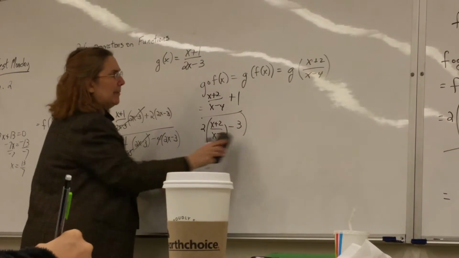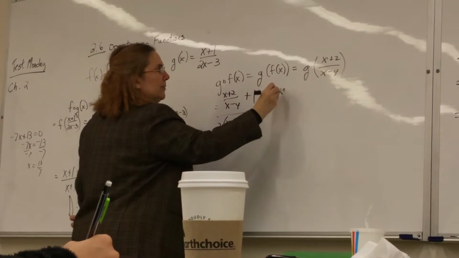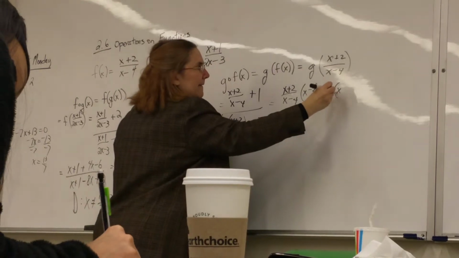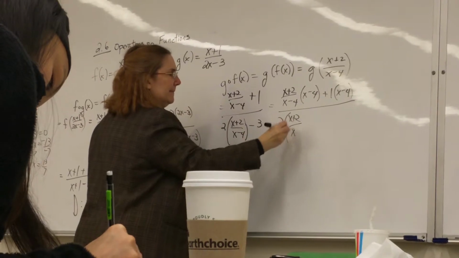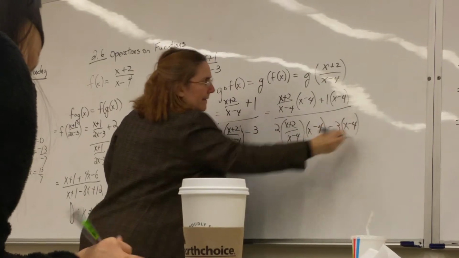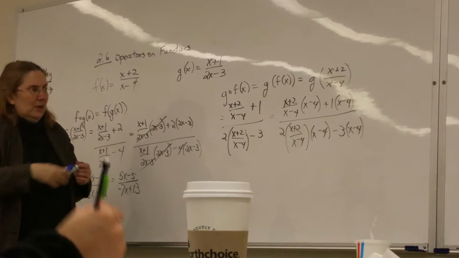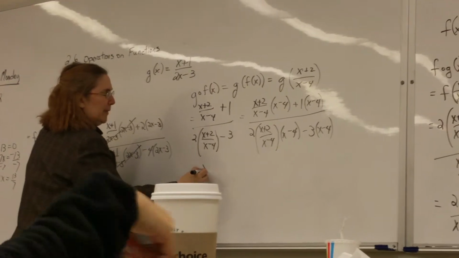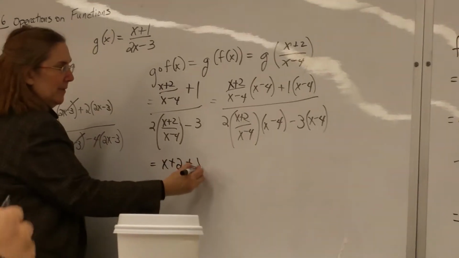So what's the least common denominator? x minus 4. So we'll multiply every term by x minus 4. Numerator, first term, what do we get? x plus 2 plus x minus 4.